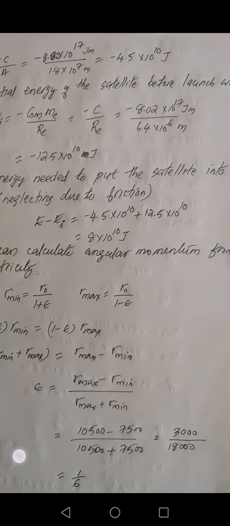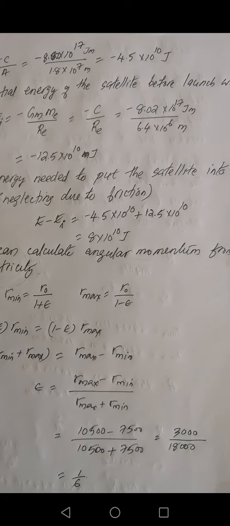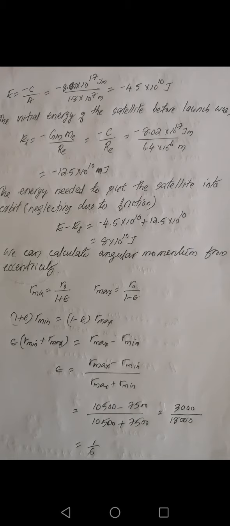So R max is 10,500 minus 7,000. These are in kilometers. Since it is a ratio, that will go away. So it will be 3,000 by 18,000, that is 1 by 6. Our epsilon is 1 by 6. Okay, it is very close to 0.